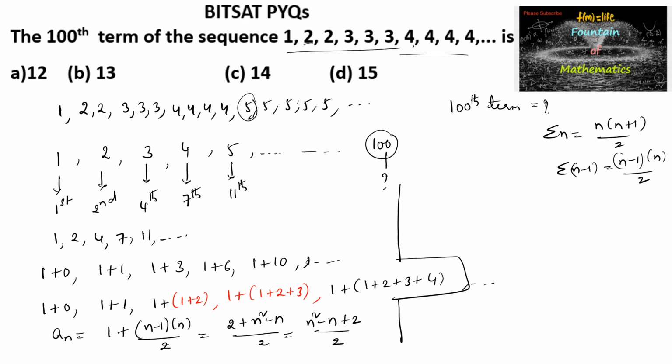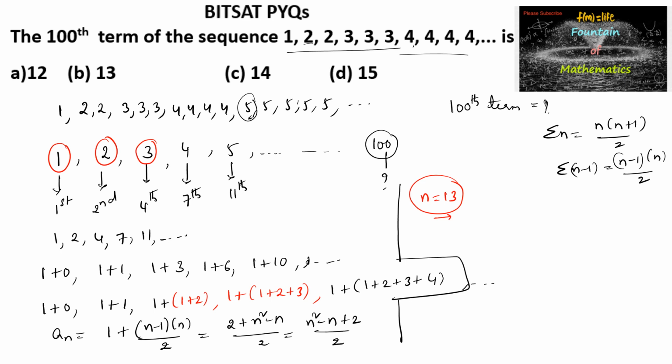Let us consider the 14th position. Means in the second position here, if we substitute n equal to 2, you will be getting the number 2. For n equal to 1, you will be getting 1. For n equal to 2, you will be getting 2. For n equal to 4, you will be getting the number 3. Similarly, if n is equal to, say, 13, let us take 13 from among the options.